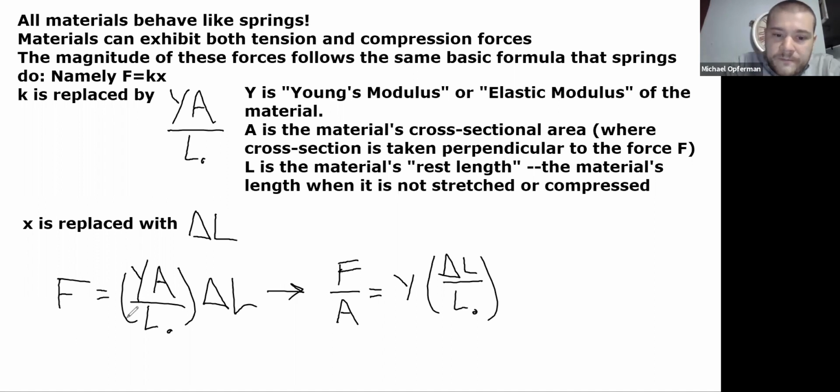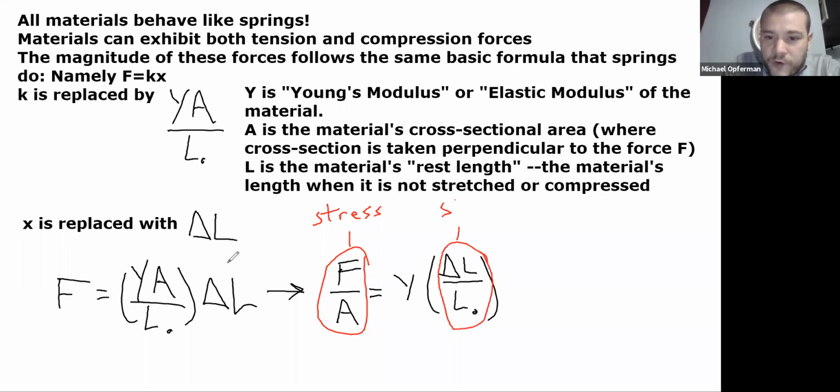F over A is referred to as the stress on a material. So it's the force divided by the cross-sectional area. And then over here, delta L over L, this is referred to as the strain on a material. And just notice, by the way, that the strain is a length divided by a length. So the strain has no units.